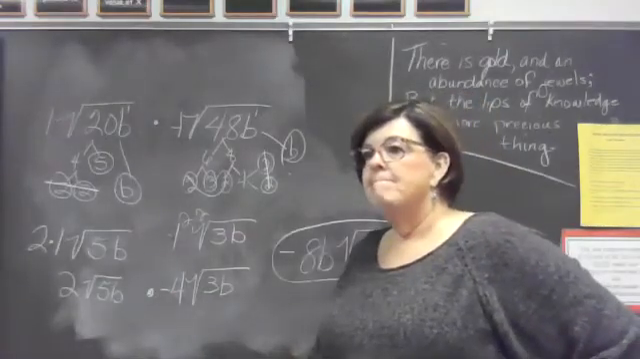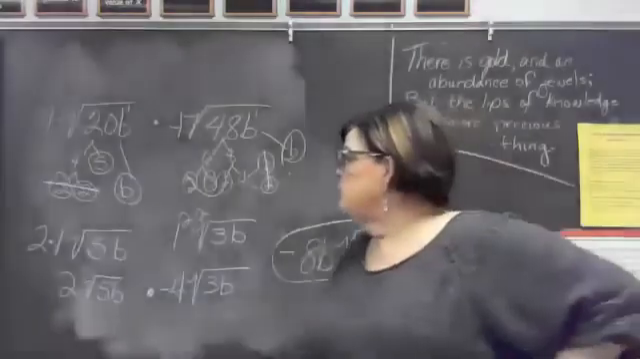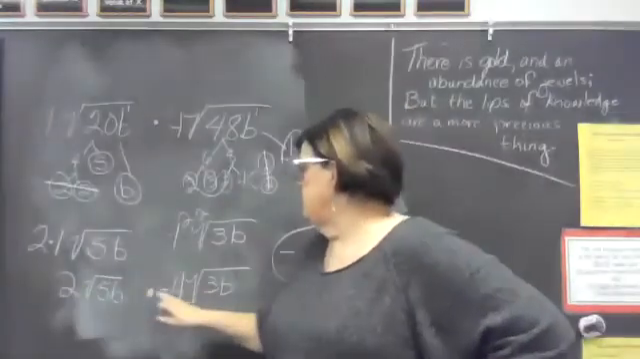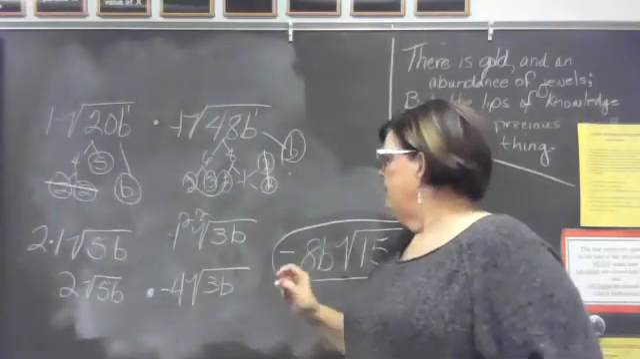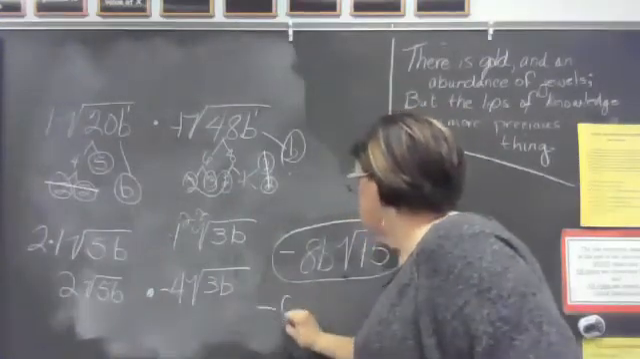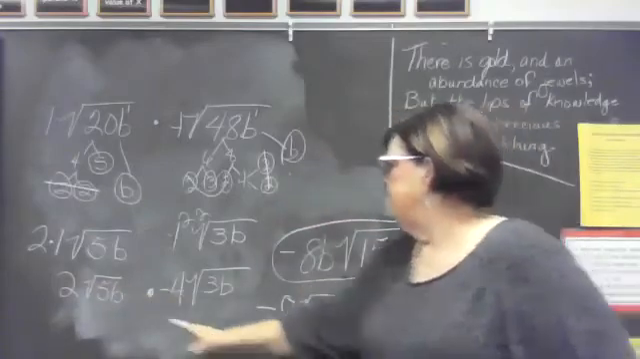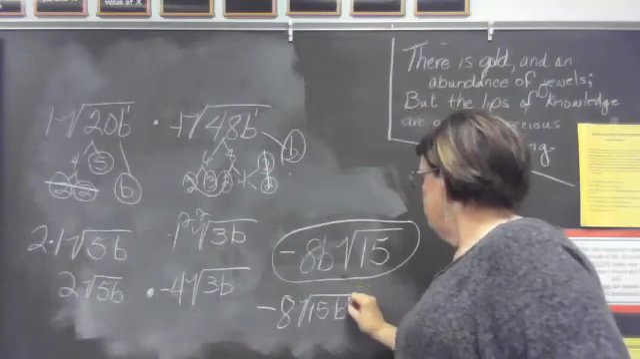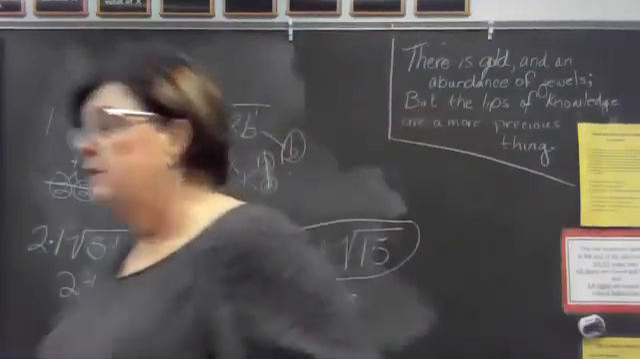Okay, so far? Okay. And then you can multiply these together the same way. So 2 times -4 is -8. Where's my B? Oh, okay. It's -8. Right? And then I have square root of 15 B squared. Now, right here is where the extra step comes in.